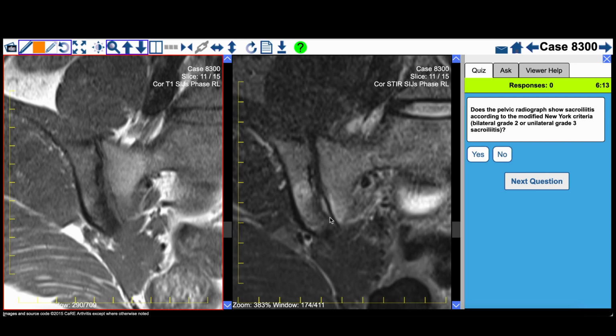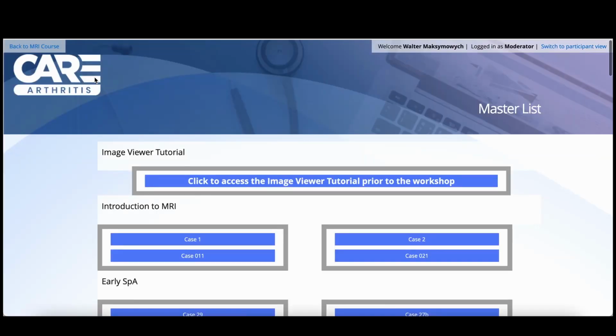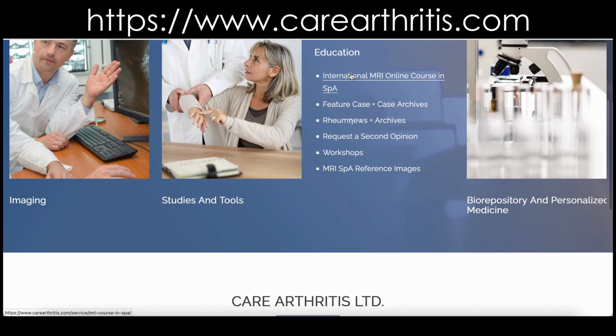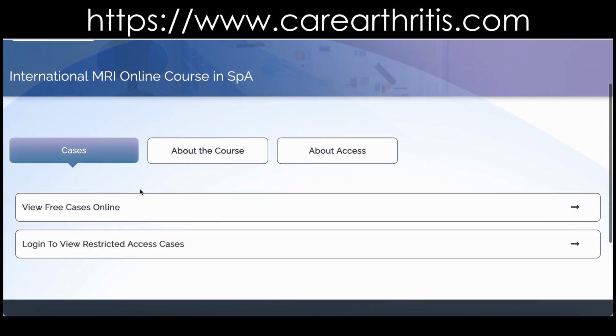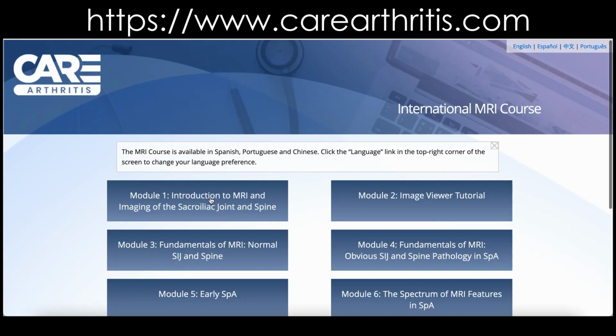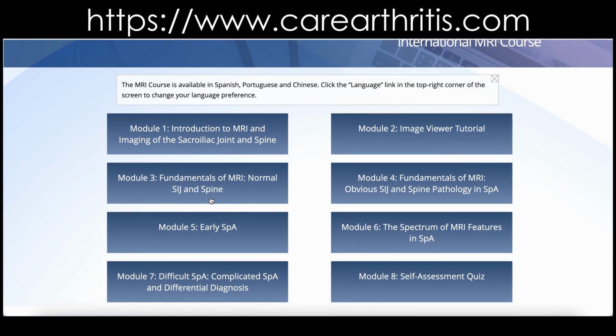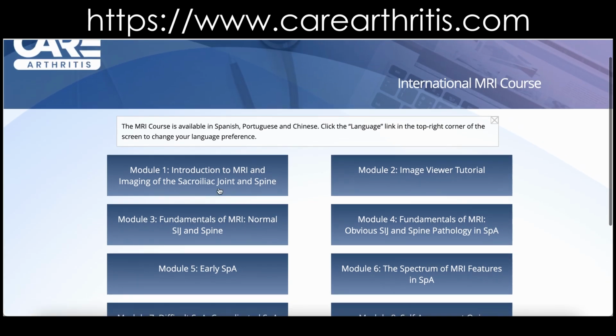We will stop at this point, and I will just take you to a very important learning resource, the Care Arthritis website under Education, and the International MRI online course in spondyloarthritis. And there are many cases to view of patients who have had DICOM imaging, and the course is structured in a way that allows you to study in your own time and at your own leisure. For those of you who prefer to do it in Spanish, Portuguese, or Mandarin, that is also possible.